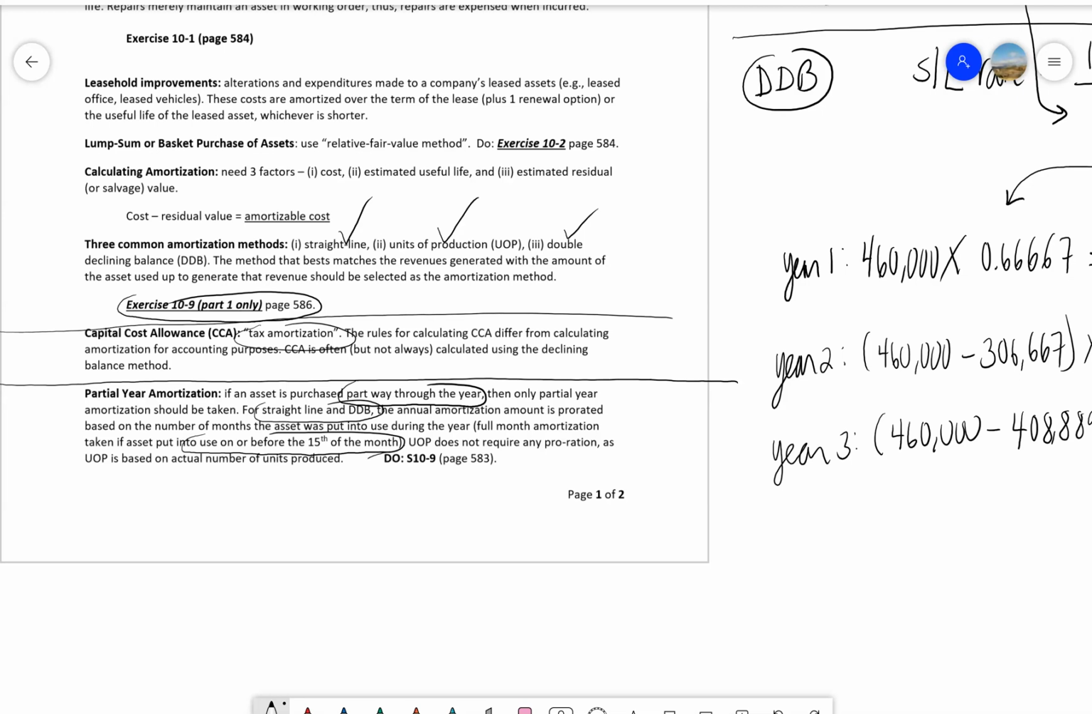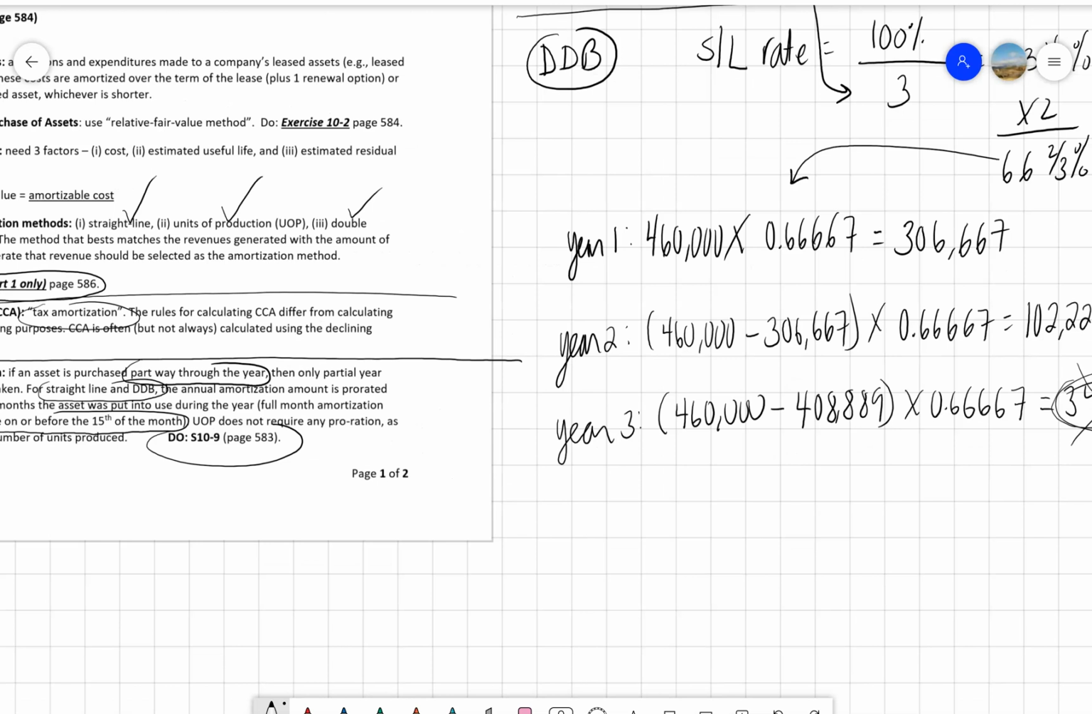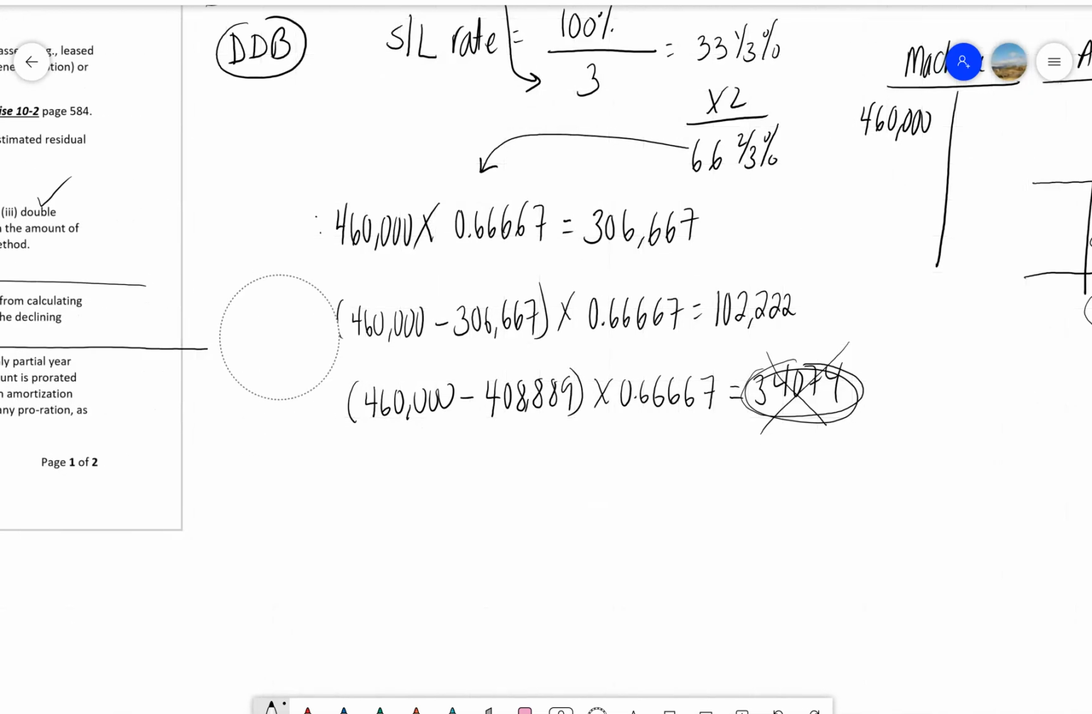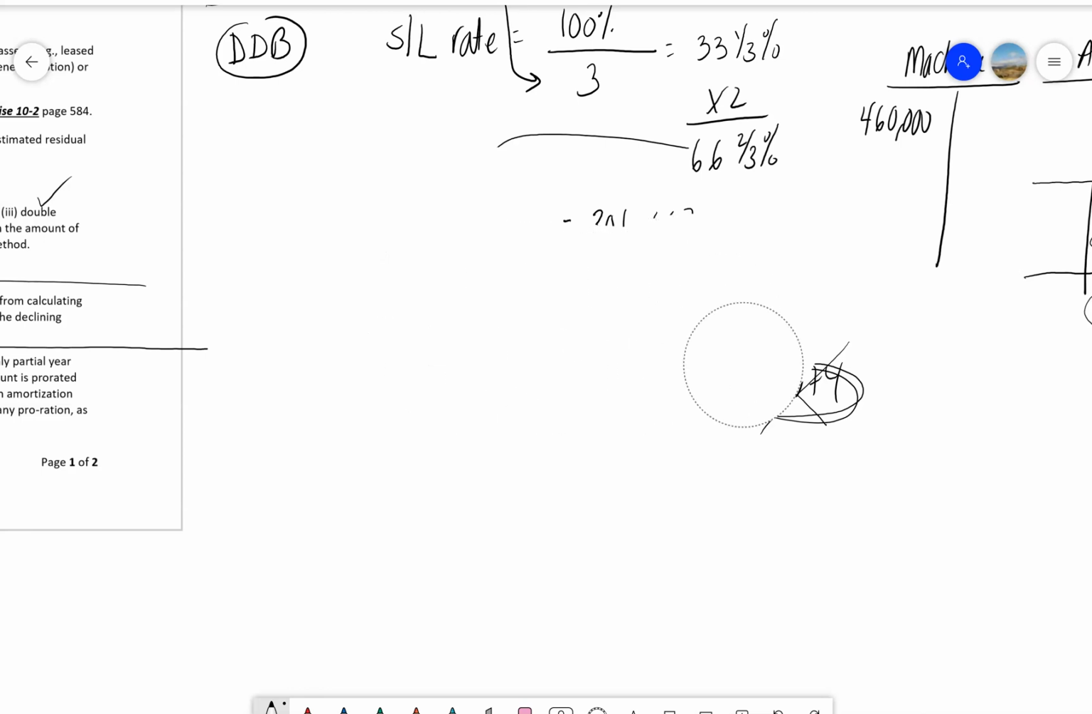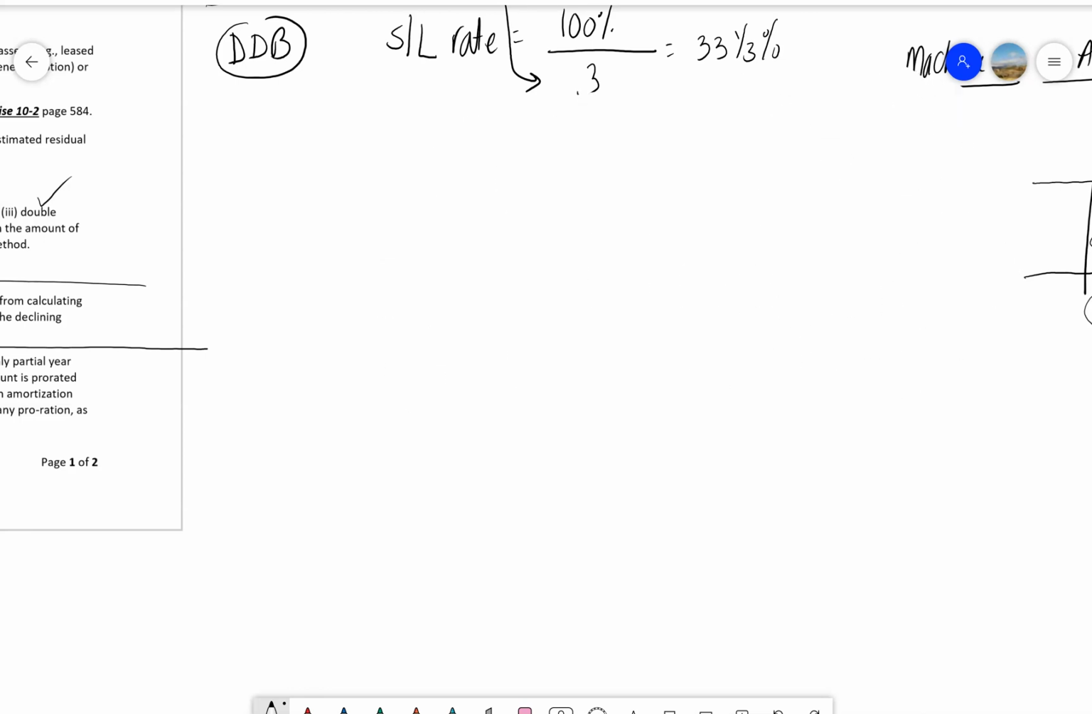So let's actually demonstrate that using Starter 10-9 on page 583. So turn to page 583, read through Starter 10-9, and then we'll go through an example using partial year amortization. Okay, let's have a look at Starter 10-9. Now in Starter 10-9, we bought this truck for $4 million, and we bought it on March 31st, 2020.